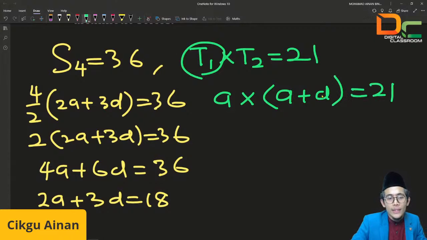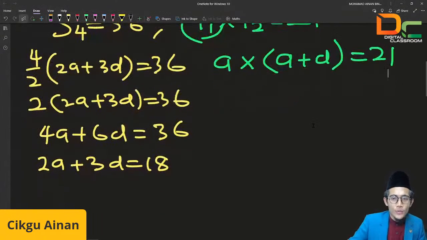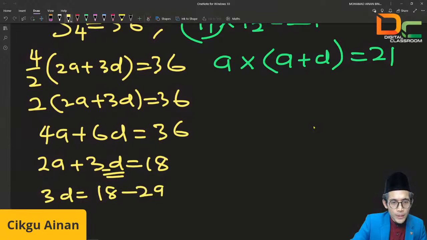21. Got it there. Now, for this one we are going to substitute one variable into another. This is simultaneous. So what we are going to do is, this yellow one over here, we get D right over here. So 3D equals 18 minus 2A.